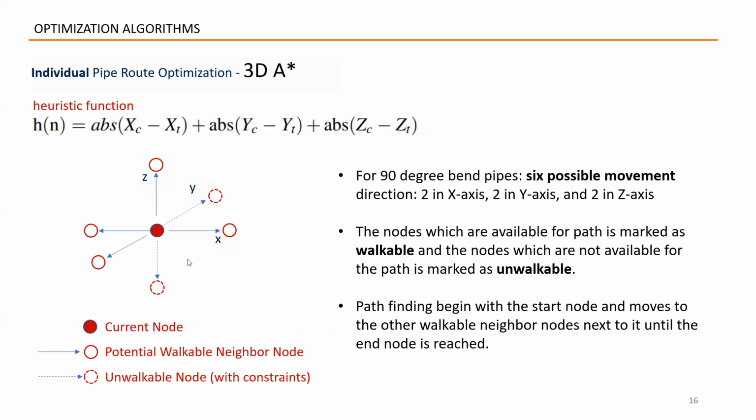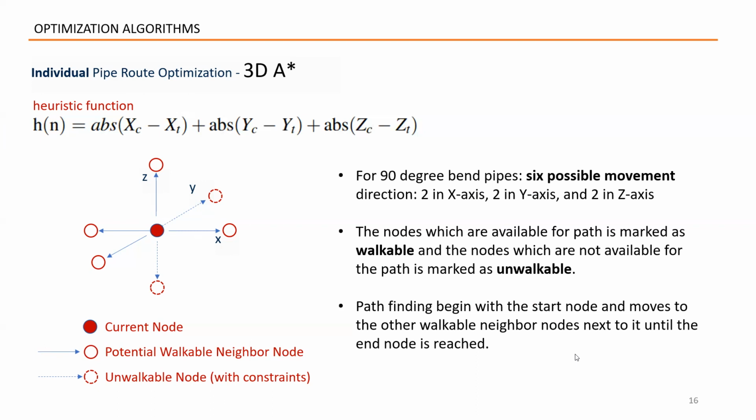Like this diagram shows, if this red node is a current node, there are 6 neighboring nodes which are potential moving directions. These 2 in dotted line are marked as unwalkable because of some physical constraint. Maybe there's a column or wall or any easement there. The other 4 are potential solutions. The algorithm will choose the lowest cost one to move to the next node from these 4.